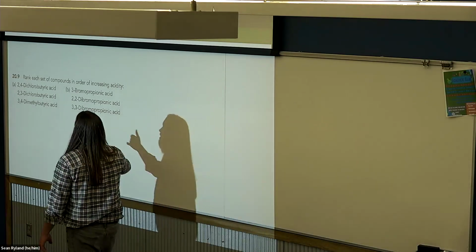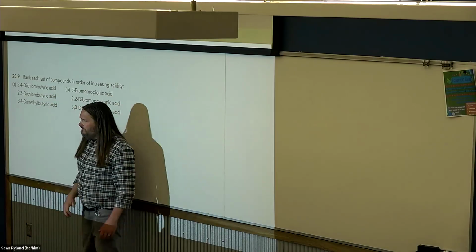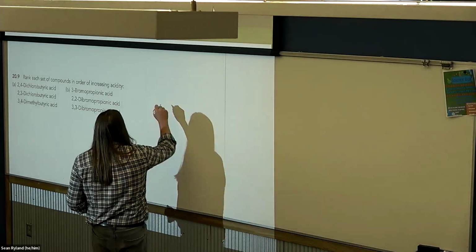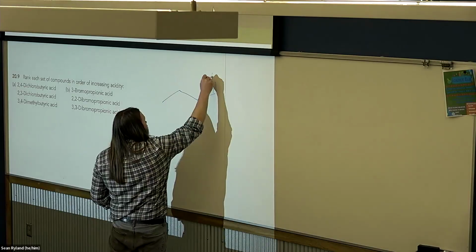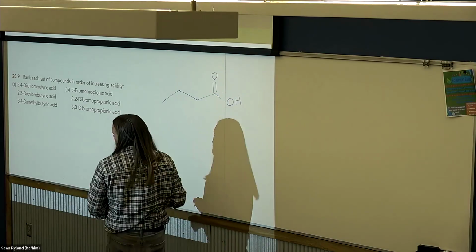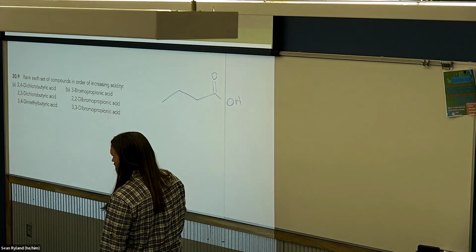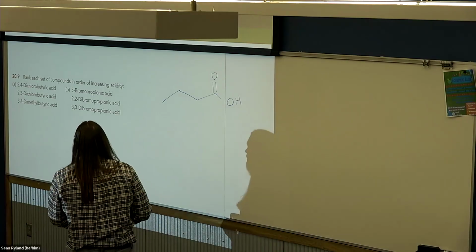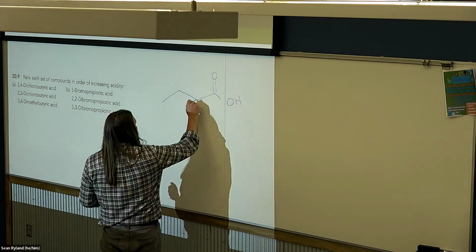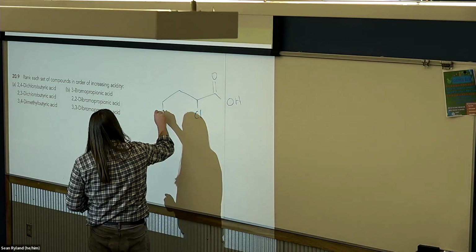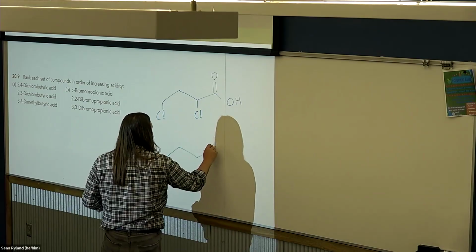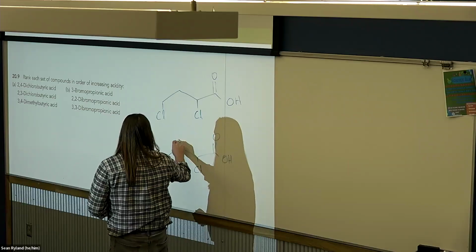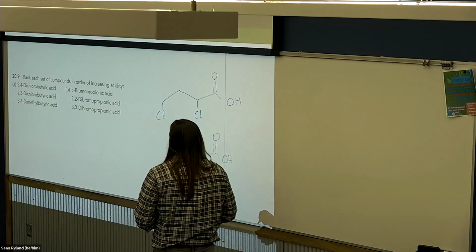Dichlorobutyric acid. So butyric acid is a common name, but it's close to... right? Perfect. So there's butyric acid. Three compounds: looking at 2,4-dichloro, or 2,3-dichloro, or 3,4-dimethyl.